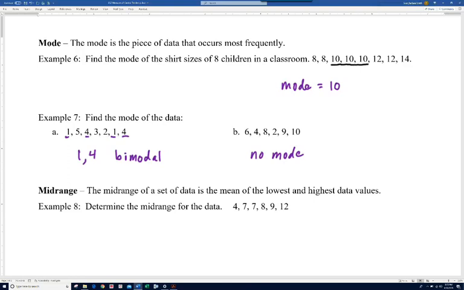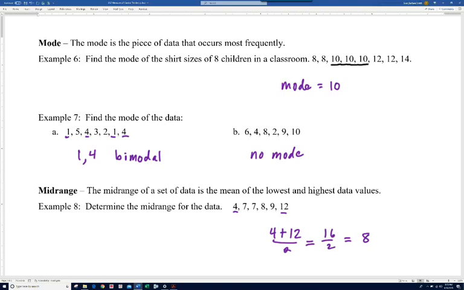All right, and the last measure of central tendency is what we call the mid-range. It says the mid-range of a set of data is the mean of the lowest and highest data values. So this is actually a quick way to find an average, and we take the lowest and the highest piece of data. By the way, if these weren't in order, you'd want to put them in order first. And so we'll take 4 plus 12 divided by 2. So 16 over 2, and so we get 8. And so the mid-range is 8.